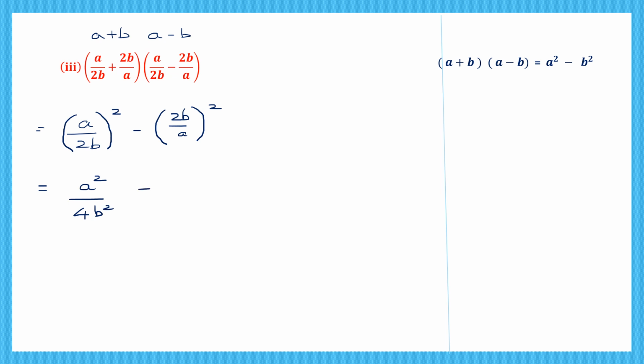Minus, now here we have 2b square and (2b by a) the whole square. So 2 square first, that is 2 2's are 4, b into b is b square, and in the denominator a into a is a square. So b square and a square. So what do we have here? a square by 4b square minus 4b square by a square. So this whole thing is our answer.